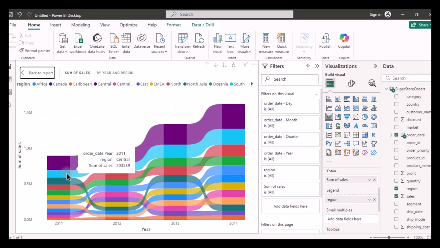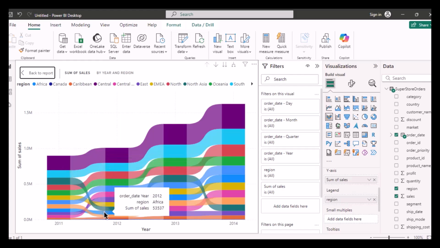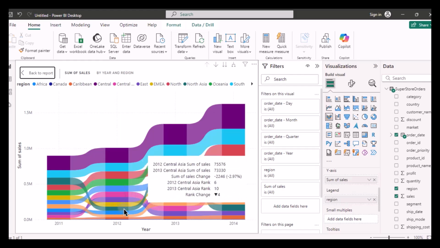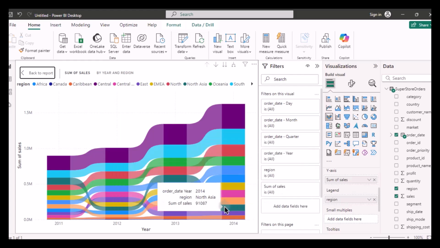But now let's talk about this region, which is North Asia. It was around 1 lakh in 2011, but then, as we can see, it is going down. In 2012 our sales decreased for this region. It went to around 57,000, and then it again increased in 2013 and then again decreased in 2014.